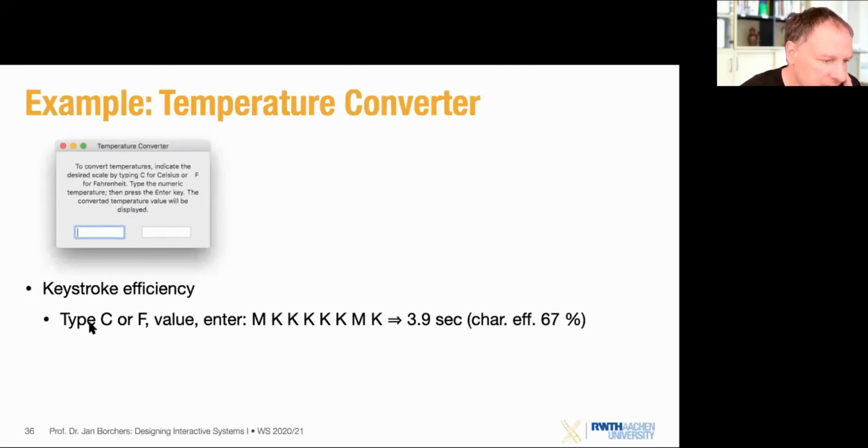It gets down to: you type a C or an F, then you enter the value, and then you press the enter key. So in all, we have a mental preparation before the C or F, then the 4 digits that we type in, and then another mental verification operator, and then the enter key. This translates to an overall duration of this interface of 3.9 seconds. How efficient that is, we can only say after we've seen a couple more numbers. So I'm going to show you the other examples here as well.